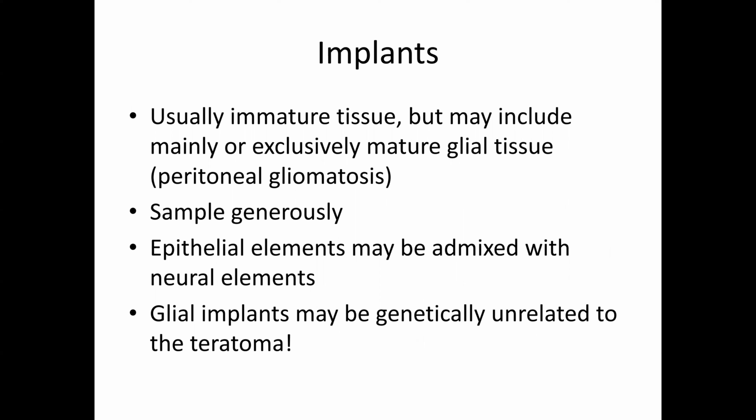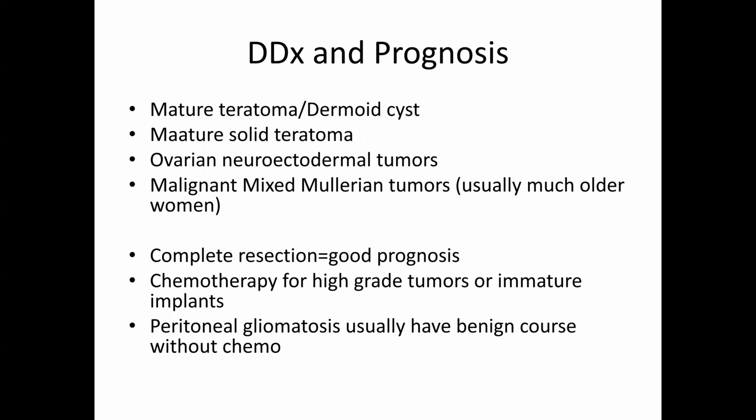Implants, particularly immature tissue implants, are usually glial tissue and so-called peritoneal gliomatosis. But it's important to sample these and to detect any epithelial elements. Quite unusual is that these, genetically, have been, at least in some studies, found to be unrelated to the teratoma, to have a different phenotype and genotype. The differential diagnosis, of course, is mature teratoma.